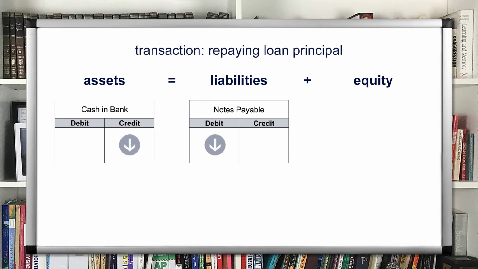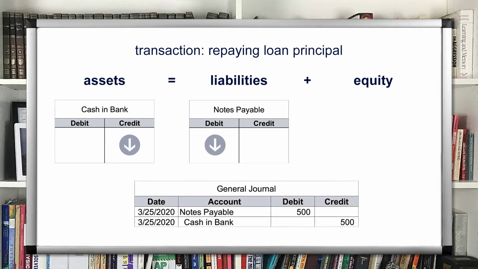Repaying a loan involves paying back the lender for the original amount borrowed. That amount, or the portion of it still owed, is called the principal. When the firm makes a repayment of principal, the notes payable account is decreased, debited, and the cash is decreased, credited. We record this transaction like this.